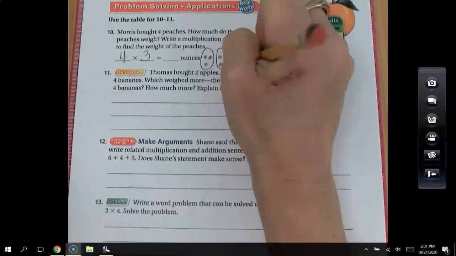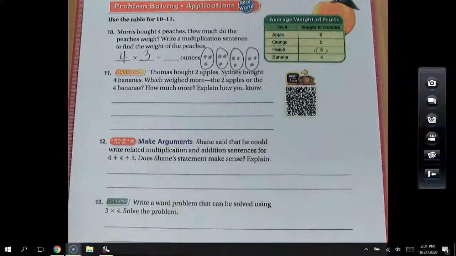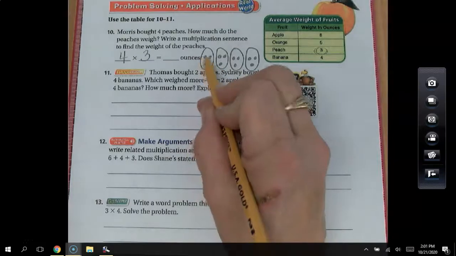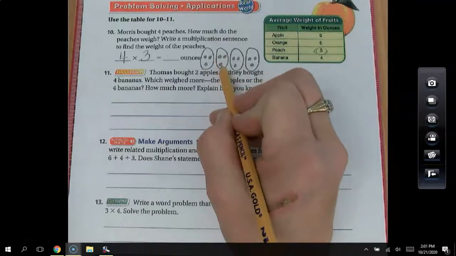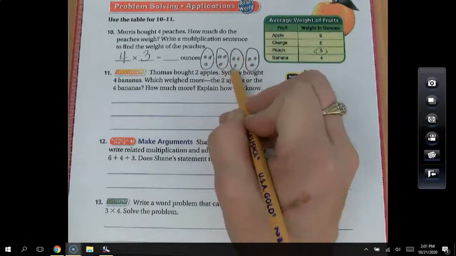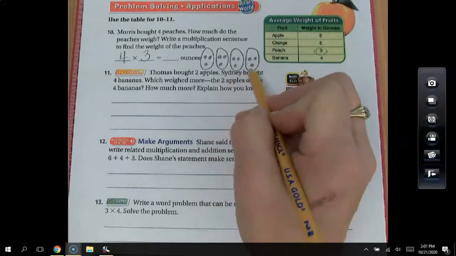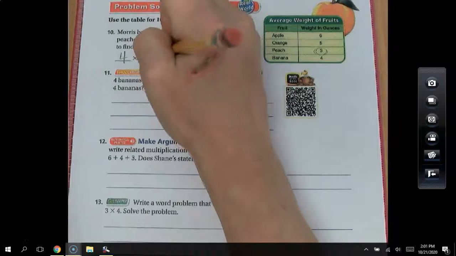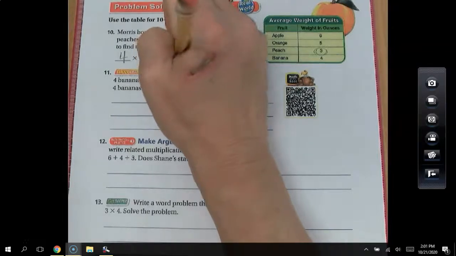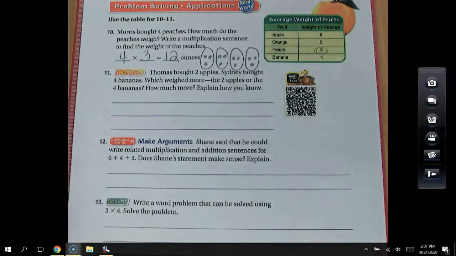So go ahead and put 3 of your counters in each of your peaches. All right, well, what is 4 times 3? I know that we can add all of our counters together. 1, 2, 3, 4, 5, 6, 7, 8, 9, 10, 11, 12. So totally 4 peaches equal 12 ounces altogether for a total amount.